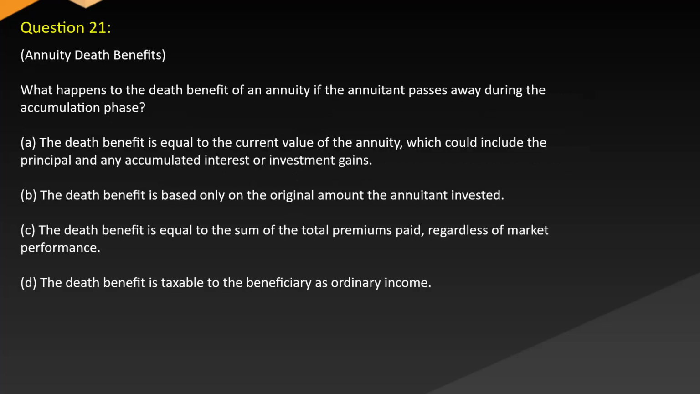Question 21. Annuity death benefits. What happens to the death benefit of an annuity if the annuitant passes away during the accumulation phase? A. The death benefit is equal to the current value of the annuity, which could include the principal and any accumulated interest or investment gains. B. The death benefit is based only on the original amount the annuitant invested. C. The death benefit is equal to the sum of the total premiums paid, regardless of market performance. D. The death benefit is taxable to the beneficiary as ordinary income.